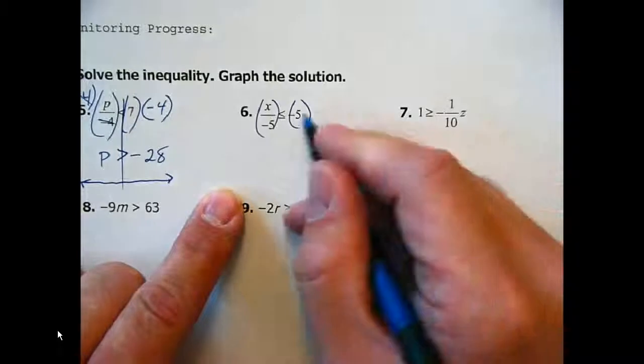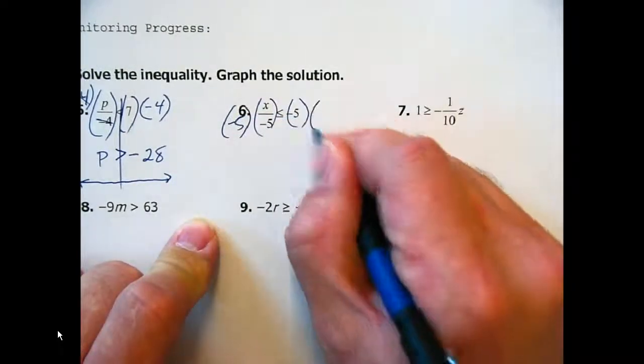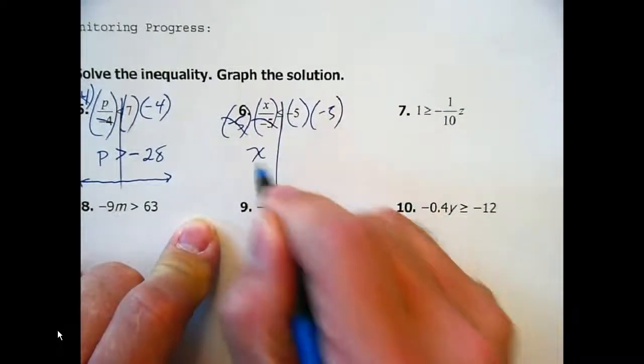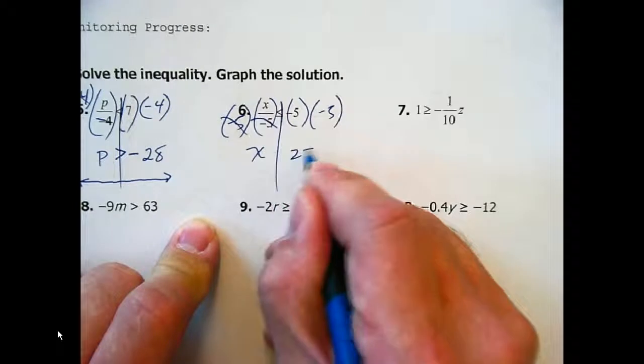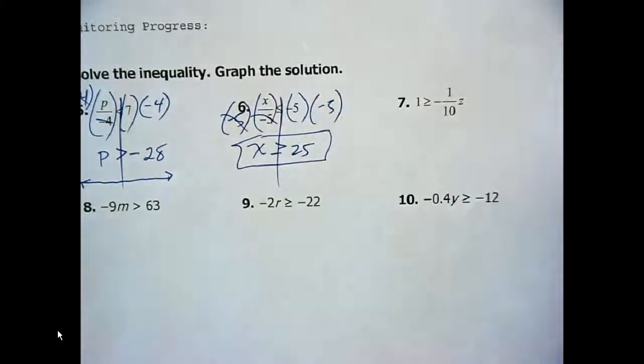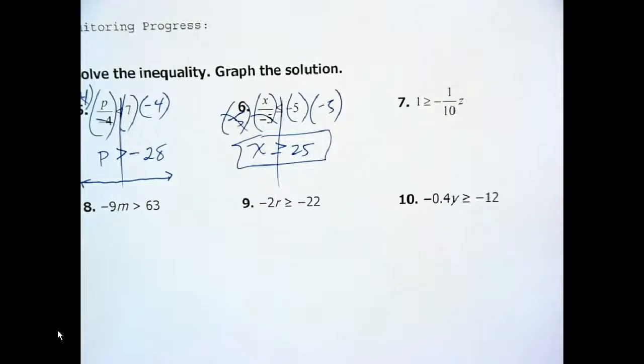Okay, do we flip the sign? Yeah, we're multiplying by negative 5. Flip it over. That ends up giving us, those canceling, X and 25. Sign goes that way. How many got it correct? Good? Didn't flip the sign. Got to flip it, multiplying by the negative.